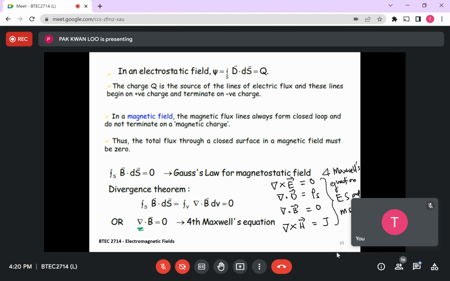But if you really want to look into the generalized Maxwell equations, there are some modifications for this equation as well as this equation. These two remain the same. So there will be some changes only for the curl product.